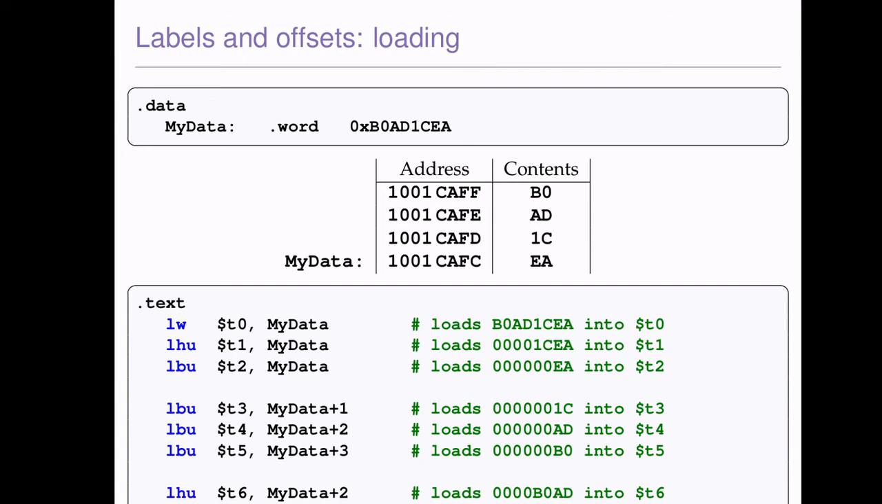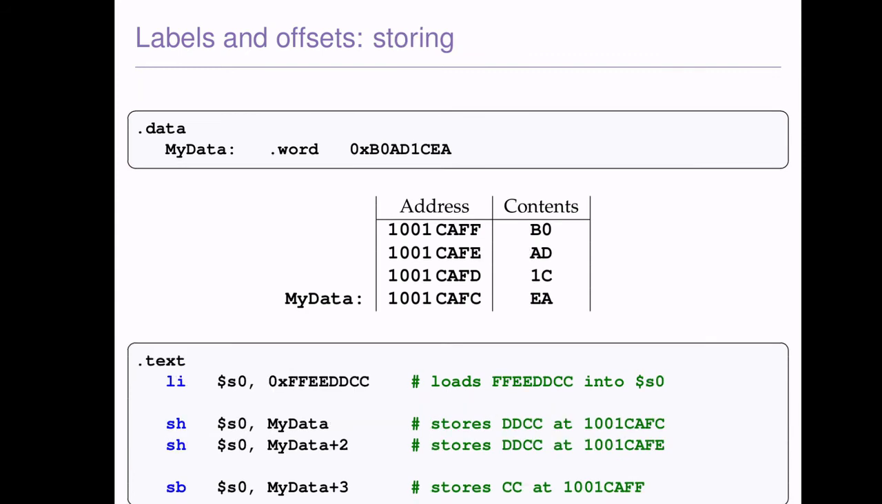Now with half words, it's a little bit trickier. We need to have these aligned, but we'll get onto that in the next video. But if we were to say, go to my data plus 2, now this just takes us 2 addresses above, and then we load the half word from there, again using little endian. So we go from cafC up to cafA, and we load B0AD into T6. Okay, so let's have a little look at the storing.